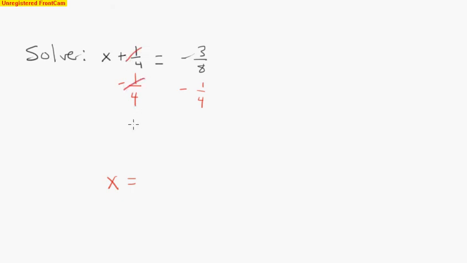Positive 1/4 and negative 1/4 cancel out. I'm going to move these off to the side here because I do need a common denominator. Minus 1/4 is the same thing as minus 2/8. So that makes it a little easier for me to see. So I've got negative 5/8. X equals negative 5/8.